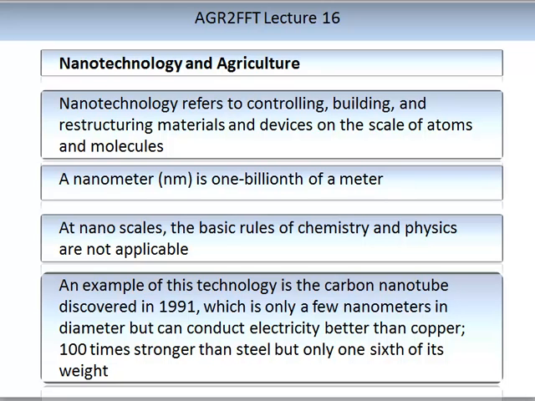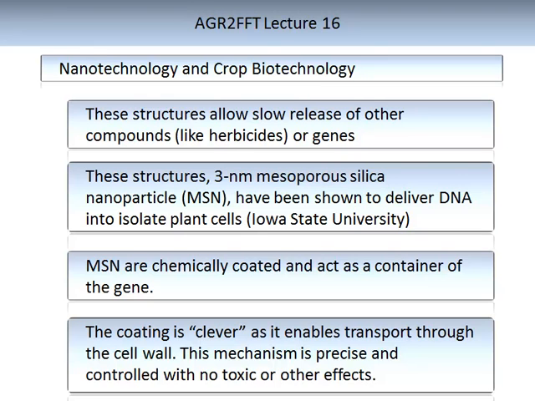At nanometer scales, the basic rules of chemistry and physics are not applicable. An example of early innovations in nanotechnology is that of the carbon nanotube, which was discovered in 1991. It is only a few nanometers in diameter, but can conduct electricity better than copper. It is 100 times stronger than steel, but only 1/6 of its weight. So let us look at some specific areas of agriculture where nanotechnology is beginning to play a role.